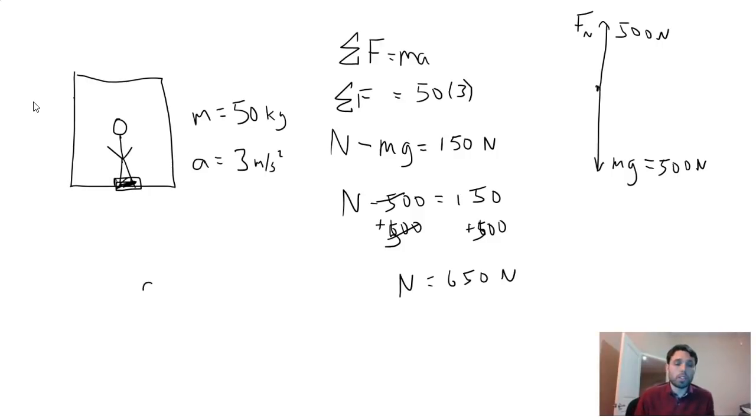So when you accelerate up, right? If your velocity is up and you accelerate up, the scale is actually going to read higher than your actual weight. What happens when your velocity is up but you slow down?